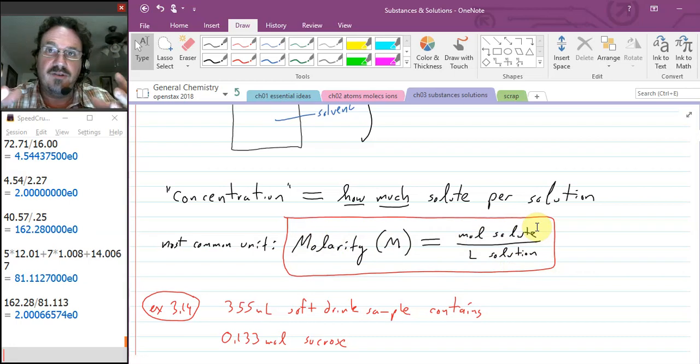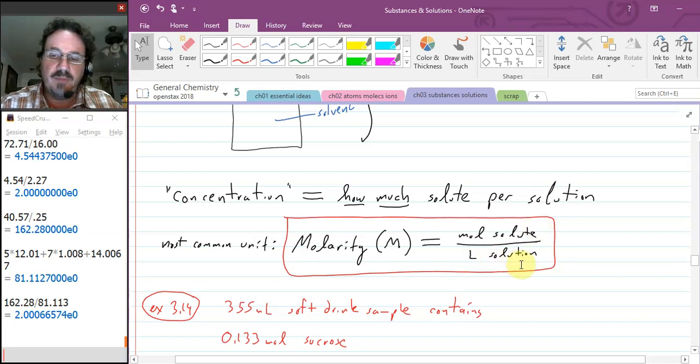Well, the liters, the volume in liters of the resulting solution. Okay? They don't say the liter, by the way, of the solvent. You got to be careful there. It's of the solution. So this is the volume in liters after it has dissolved.